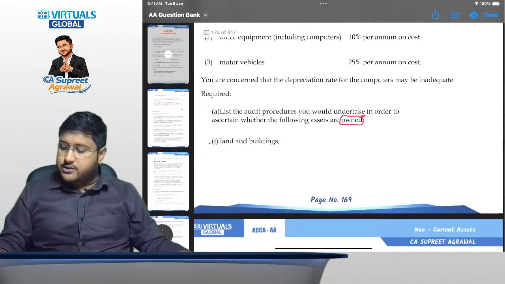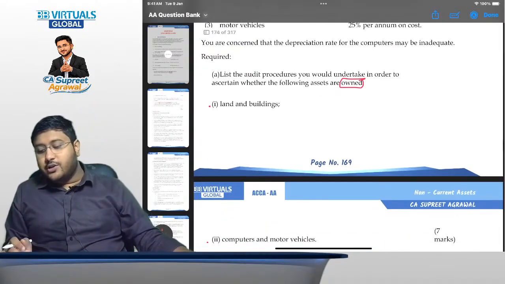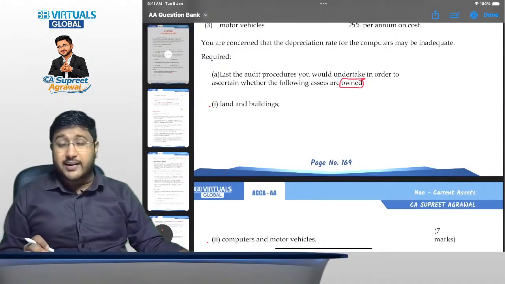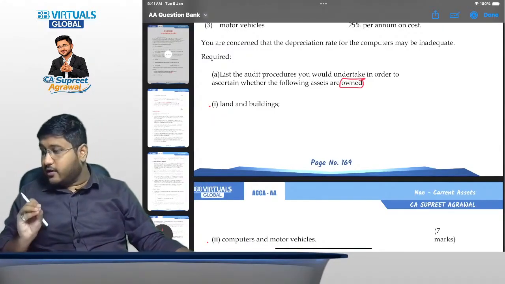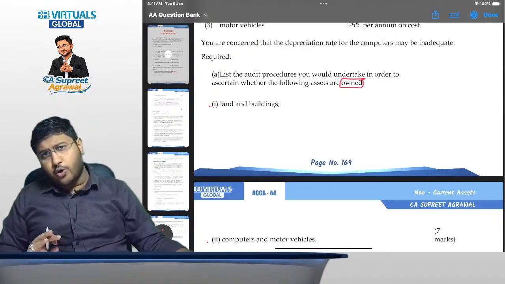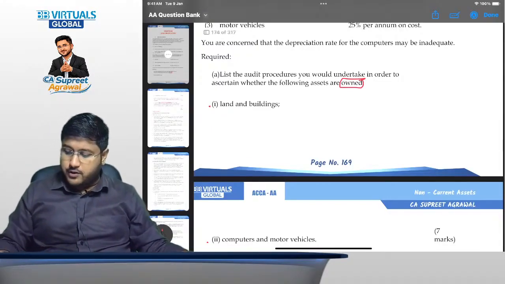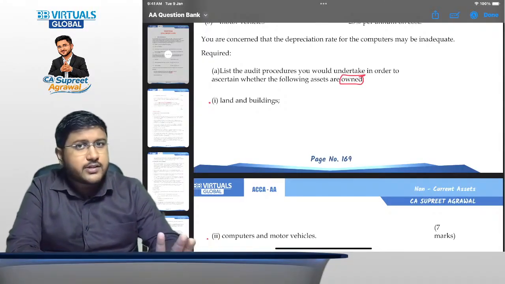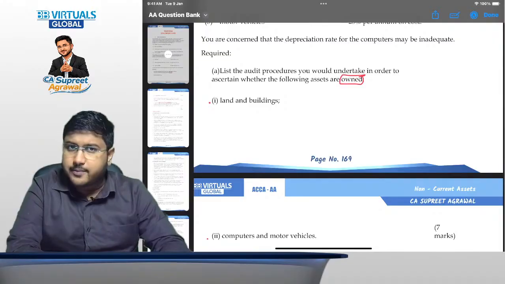Okay, let's jump into the first question first. List the audit procedures you would undertake in order to ascertain whether the following assets are owned. That is only rights and obligations. Okay, the rights and obligations assertion is there. You can apply ICAI ORR all together, that is not an issue. So: land, buildings, computers and motor vehicles. Please take 2 to 3 minutes, draft your answer, then let me know once you are done.